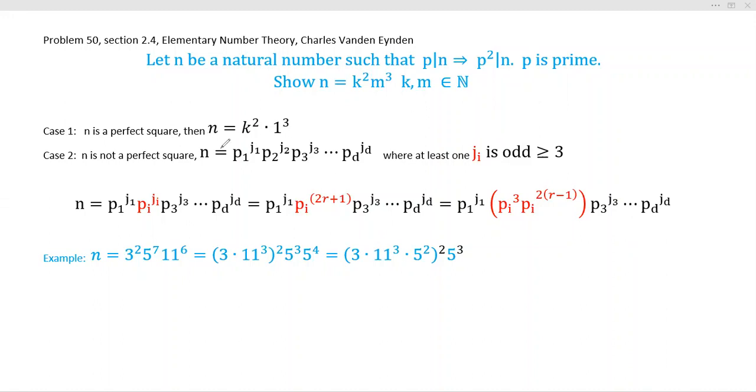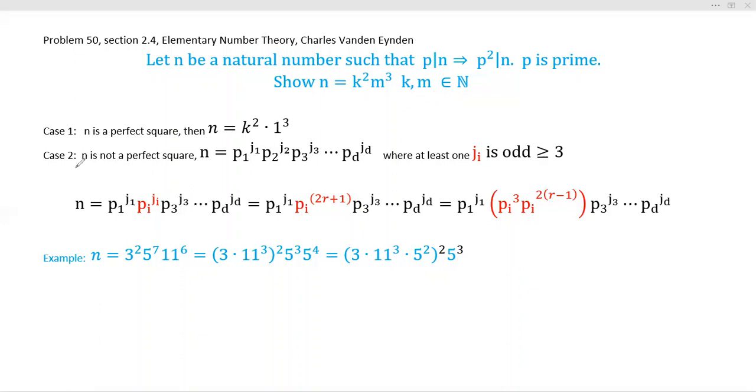Now, what I did is I started with the perfect square case. In a perfect square, if you do the prime factorization, all of these j sub i's, all of these exponents, have to be even. Case one is easy. If n is a perfect square, you can write it, by definition, as k squared times 1 cubed. So we're getting off kind of easy there. We get the 2 and the 3 just like the result wants.